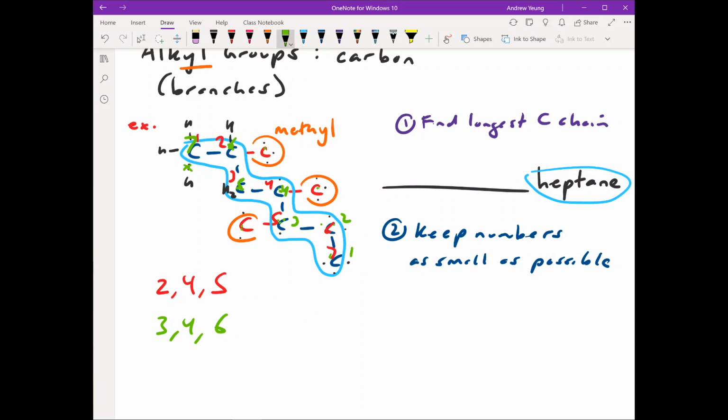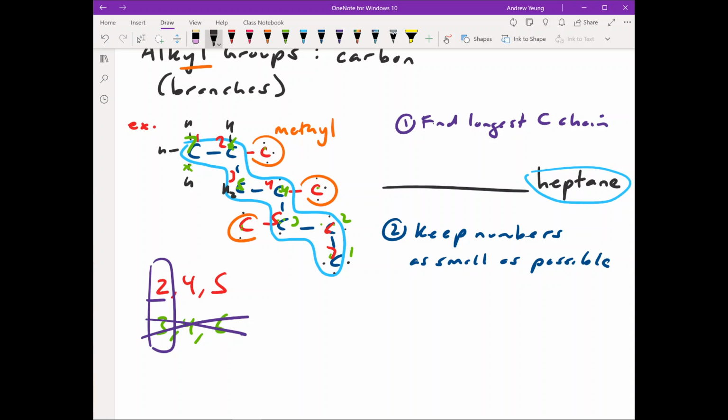Really, it's only the first position that's different. That's where we're actually going to make the difference already. So between 2 and 3, hey, 2 is a tinier number, so I'm not even going to consider this way here. So I'm going to prefer to count it top down, this red colorway here, so that my branches occur at 2, 4, 5 instead of 3, 4, 6, which would be a longer way of counting it. Lastly, separating numbers and the name of the branch, I go number hyphen the branch.